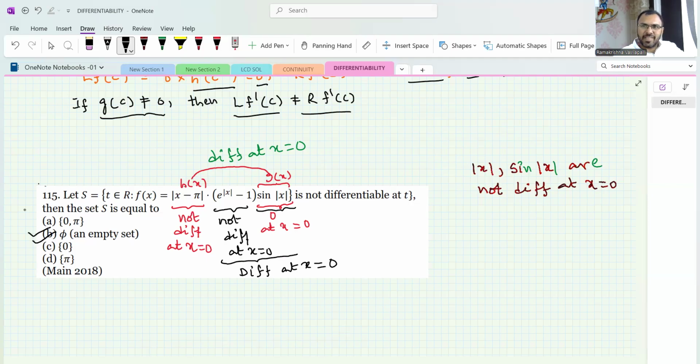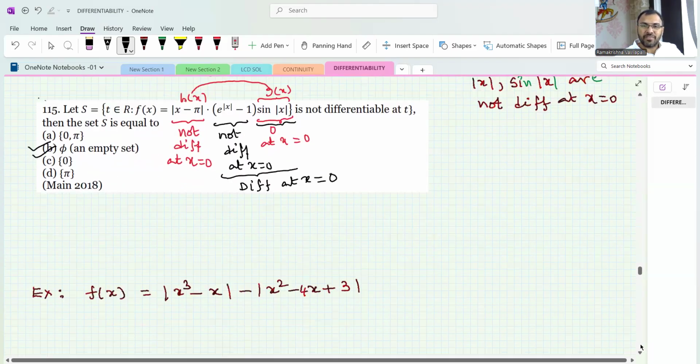If in case there would be any non-differentiable points, those must be 0 and pi. 0 and pi are the suspected non-differentiable points. But in fact, at those points, the function is differentiable. You see, this is a very good example to understand the non-differentiability of a function.